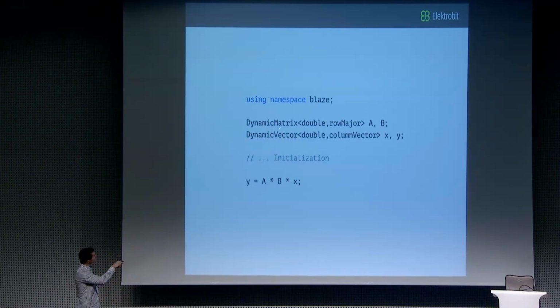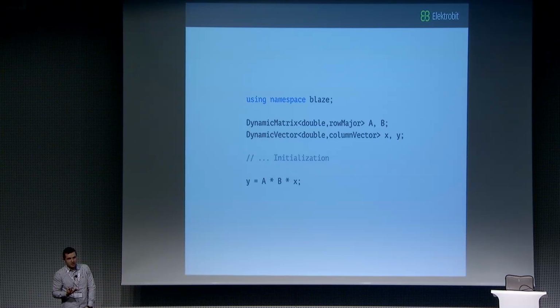We have 2 dense matrices, A and B, and a dense column vector. So we have 2 vectors, X and Y. We again compute a matrix-vector product, but this time we have matrix A times matrix B times the vector, and assign this to a vector.